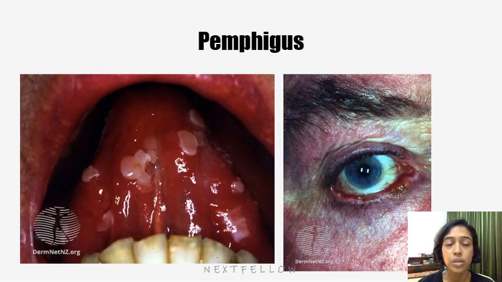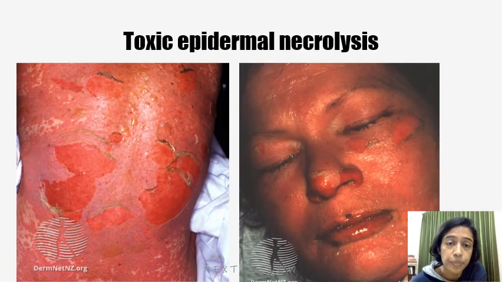So this is also pemphigus, which involves the oral mucosa. You can see denuded areas on the tongue as well as the eye. So you can have permanent damage to ocular mucosa in pemphigus vulgaris. This looks like pemphigus. This is toxic epidermal necrolysis. So you can see the patient's face. There is oral and eye mucosal involvement.